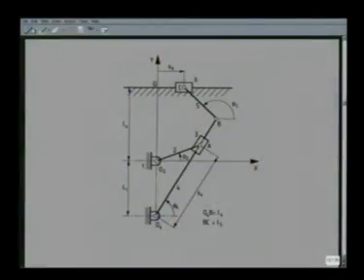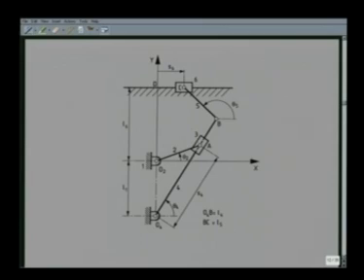Just now we have seen how to do the displacement analysis by analytical method for a very simple mechanism, that is a 4R linkage, which consists of only a single loop. Now, let me show how we can use the same analytical method for a little more complicated mechanism like the slotted lever quick return mechanism, which we did last time by graphical method. This figure shows the kinematic diagram of the slotted lever quick return mechanism.